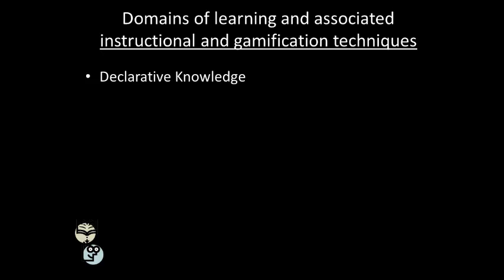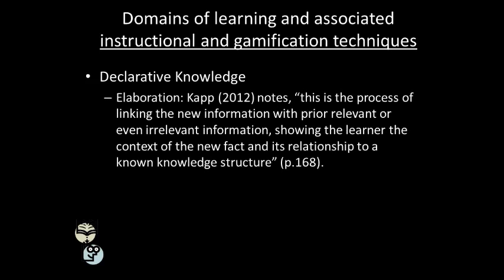Declarative knowledge is any piece of information that can be learned through memorization. It is an association between two or more objects. Two techniques this game uses to improve a player's declarative knowledge are elaboration and replayability. Elaboration is the process of linking the new information with prior relevant or even irrelevant information, showing the learner the context of the new fact and its relationship to a known knowledge structure. In this game, since matches are the same, the player is able to remember what tactics worked and didn't work in follow-up matches. This allows for elaboration.